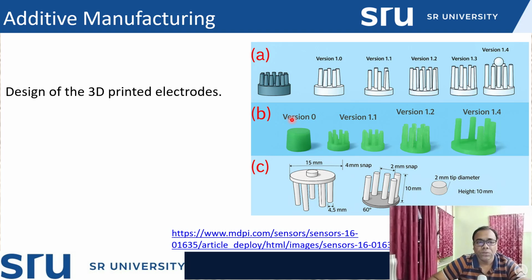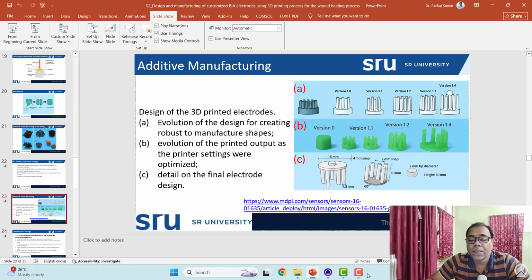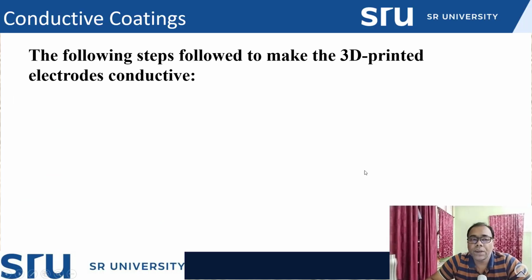So these are the different types of designs available. This design we have taken from a research paper. In that you can see the different versions of the electrode profile. After that the final version was decided, and these are the different designs also. So one can see how the designing will start, the final printing will be done, and these are the final printed profiles of the electrode.